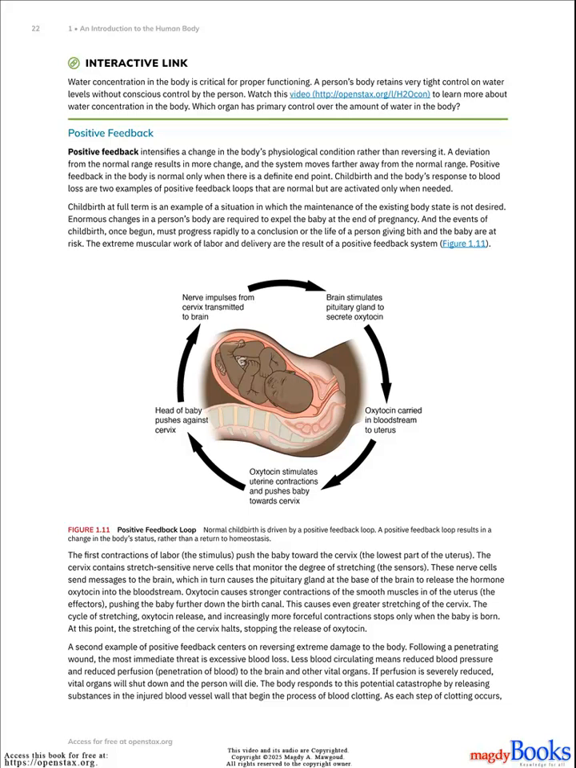The cycle of stretching, oxytocin release, and increasingly more forceful contractions stops only when the baby is born. At this point, the stretching of the cervix halts, stopping the release of oxytocin. A second example of positive feedback centers on reversing extreme damage to the body.